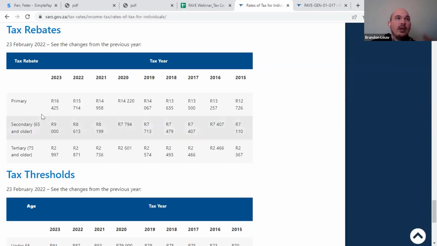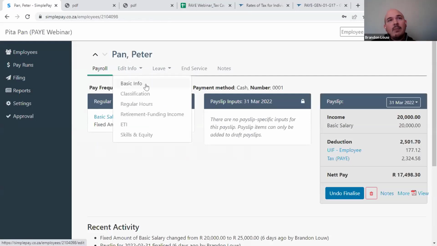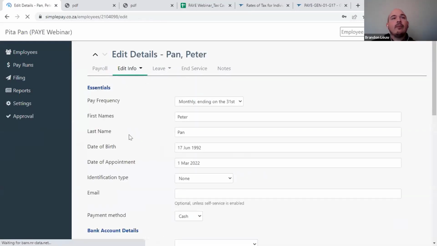Now, what we look at is the employee's basic info. If you go to an employee and click on edit info and basic info, you'll see that the date of birth field shows that this employee is under 65, so they only qualify for the primary rebate.